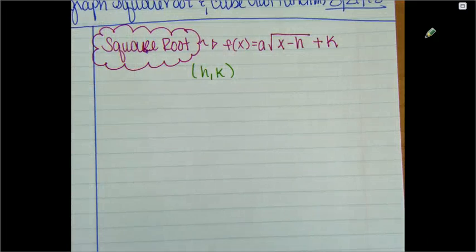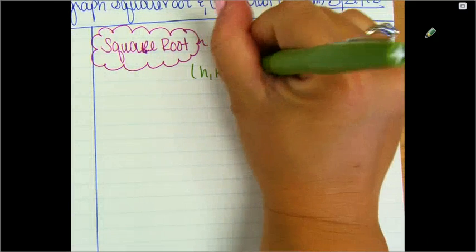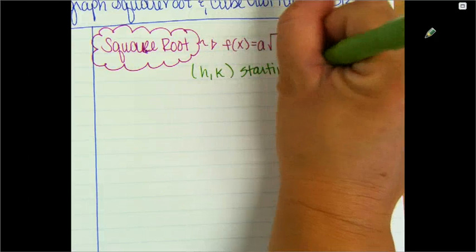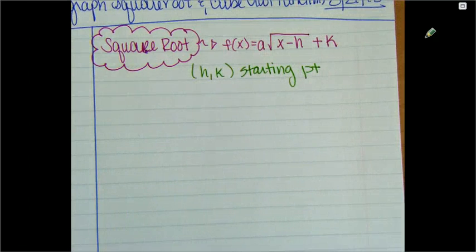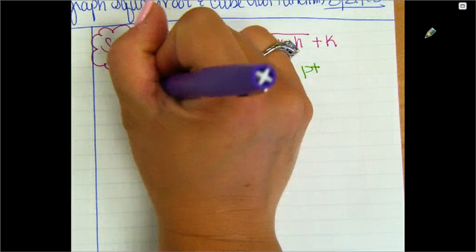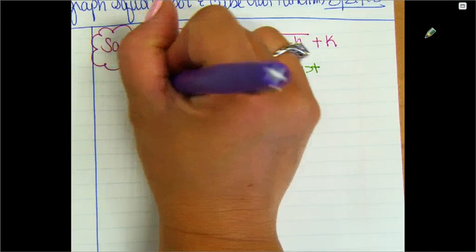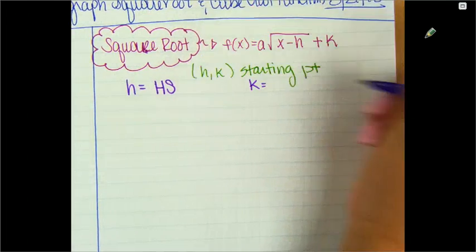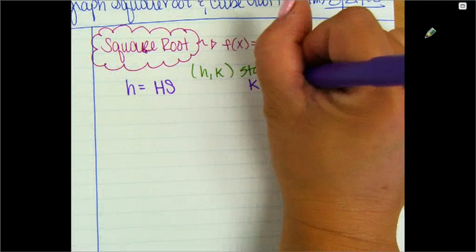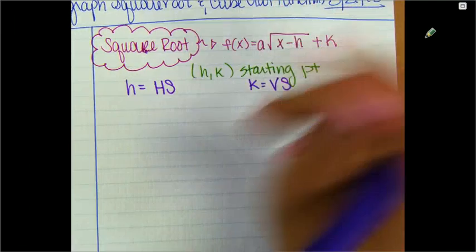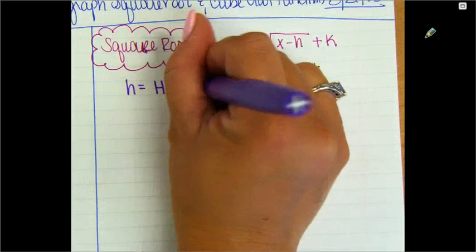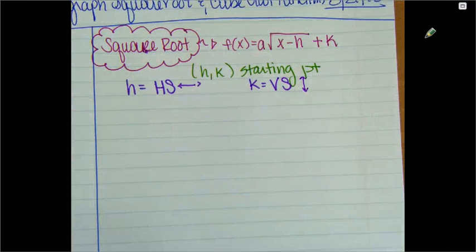H and K is not a vertex, it's your what point? Starting point, good. H also tells us our what shift? Horizontal shift. Do I have to write out the word horizontal? Can I put HS? HS, okay. And your K tells you your what? Vertical shift, good. Horizontal is which way? Left, right. Vertical is up and down, just in case.